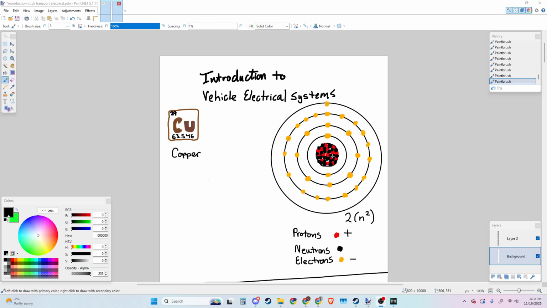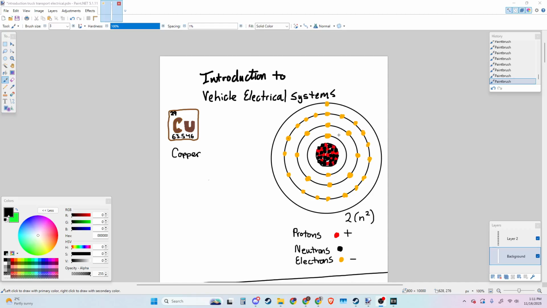Protons are positively charged. Neutrons are neutral. They don't really play a role in electrical charge in an atom. Electrons are not contained within the nucleus. You can see them orbiting around here in different shells or different bands, and they're negatively charged.